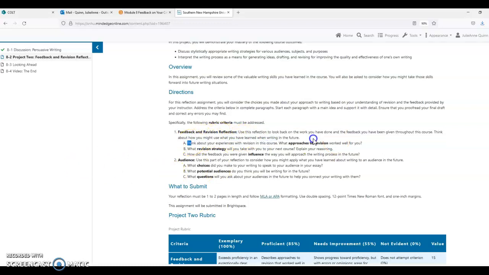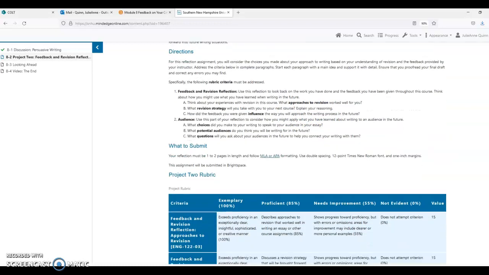Reflection, part 1. Think about your experiences with revision. What approaches worked well? What will you do in English 123, for example? And how did the feedback that I've given you, or even the feedback that your classmates have given you in discussions, influence the way you approach your future writing processes?